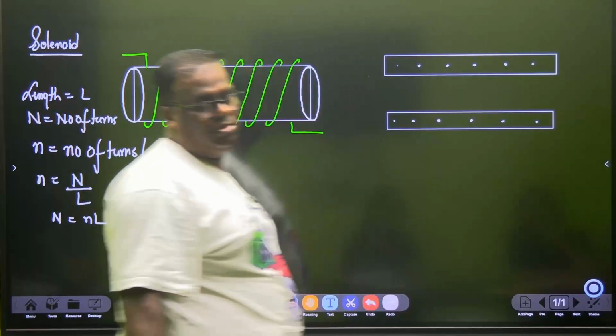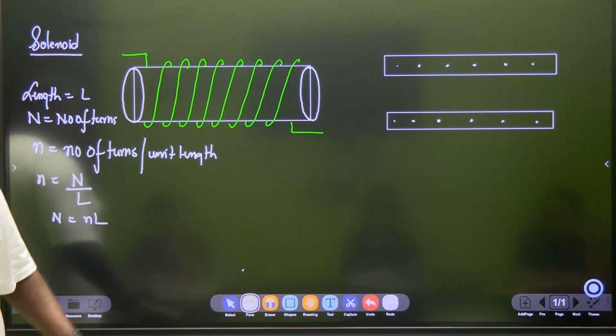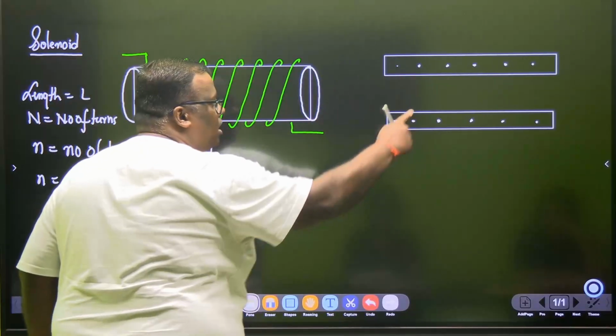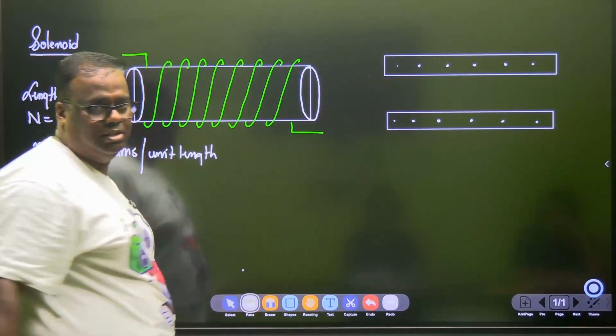The wires are coming out. Are you able to understand? So that means the half bangle is like this and the half bangle is on that side.